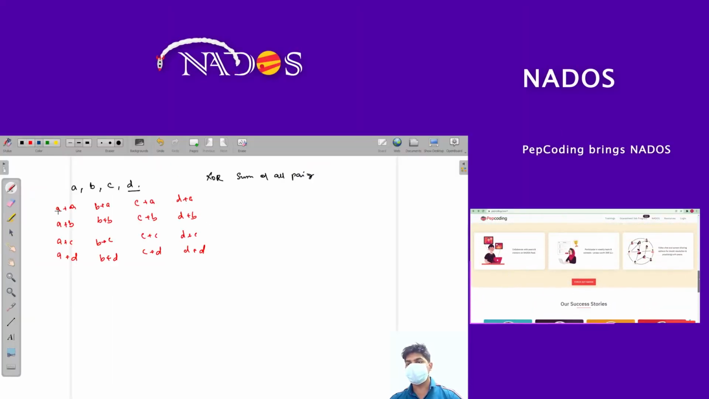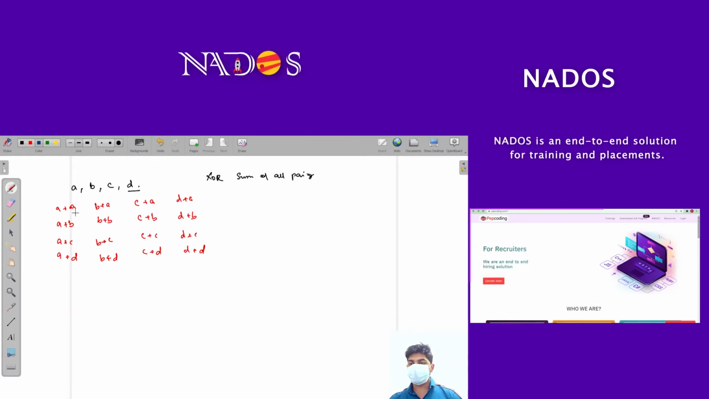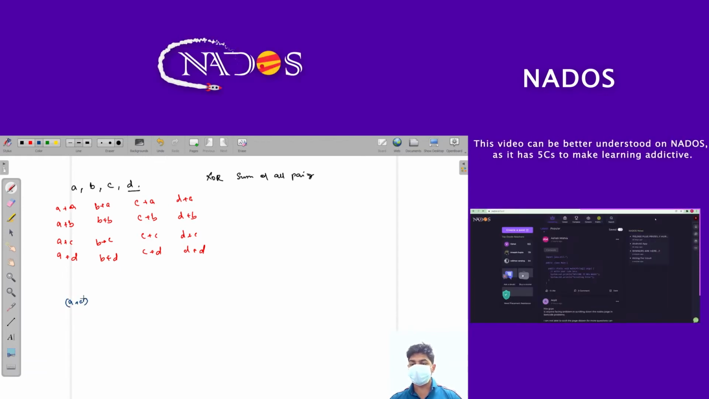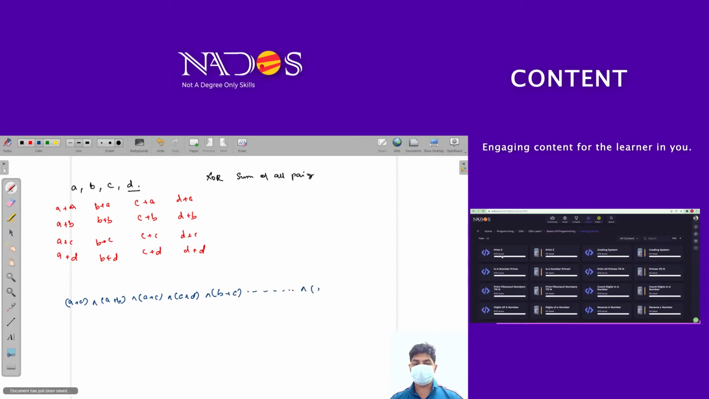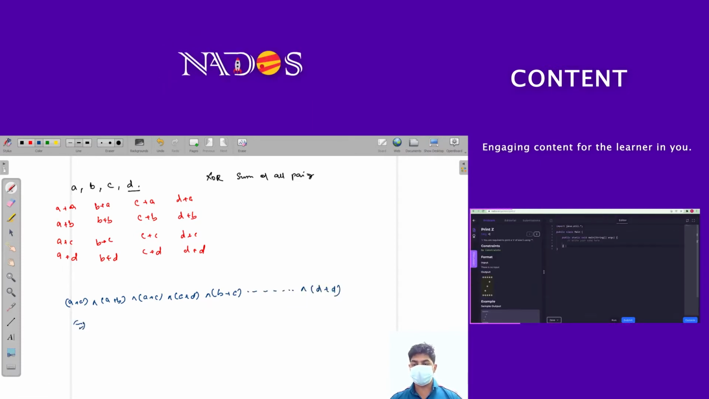So now we have calculated the sum of all the pairs. Now we have to perform the XOR between them. So A plus A, XOR A plus B, XOR A plus C, XOR A plus D, XOR B plus A, and this goes on up to XOR of D plus D. So this is what we have to achieve in this particular problem. So this was the problem part.